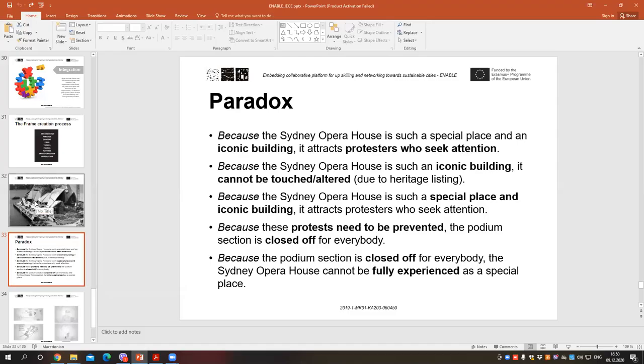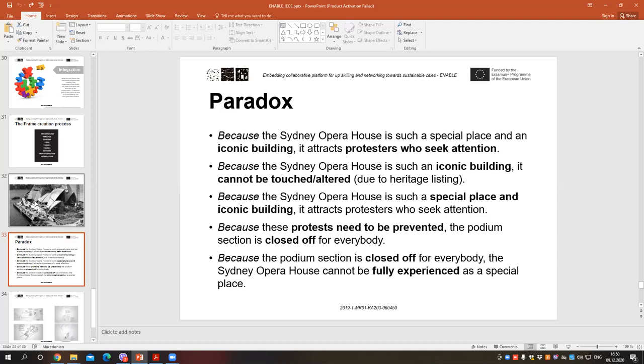And when they were thinking of the paradox, they created these different types of sentences. So for example, and this is something that you should do with your cases as well: because the Sydney Opera House is such a special place and an iconic building, it attracts protesters who seek attention. But at the same time, because the Sydney Opera House is an iconic building, it cannot be touched or altered due to heritage listing. So you see, we have this paradox. On one side, protesters are always looking for attention, so they're always doing something, but at the same time, the stakeholders feel that this is something sacred and it should not be touched.